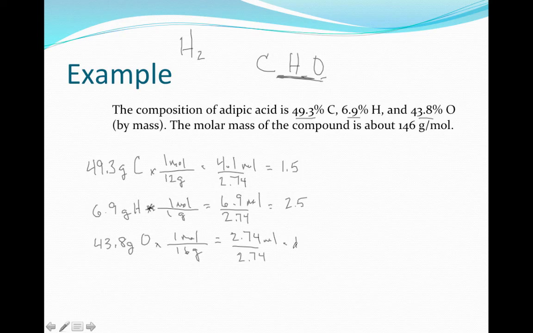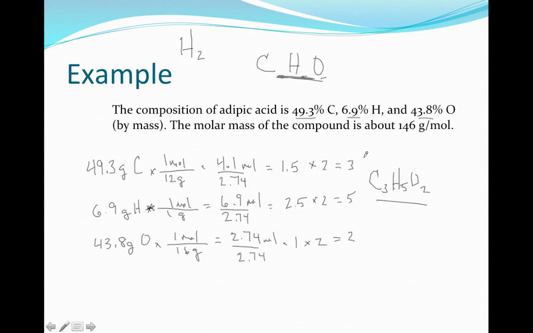And of course that's going to be 1. Okay, so again, from our empirical formula lesson, we know we're going to have to multiply by a factor of 2. So we're going to multiply them all by a factor of 2 so we have whole numbers to work with. So we will have 3, 5, and 2. So now we know that our empirical formula for this compound is going to be C3H5O2.